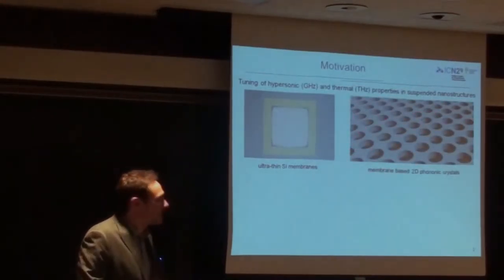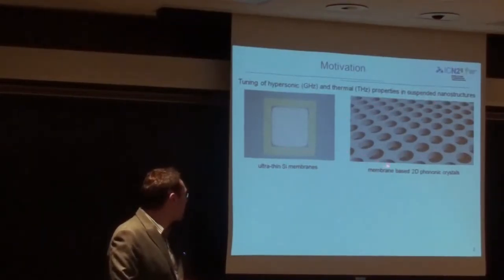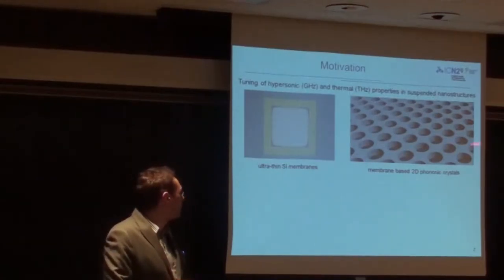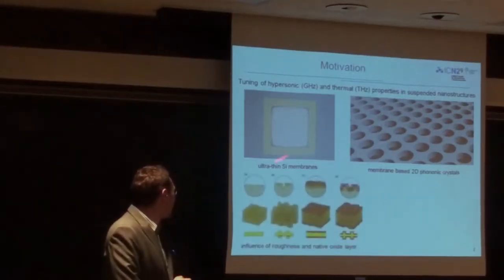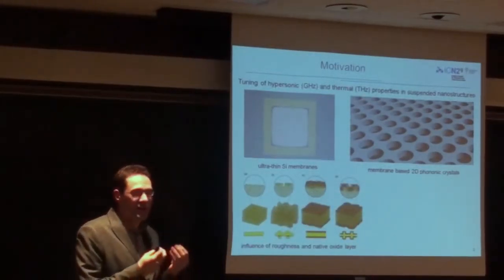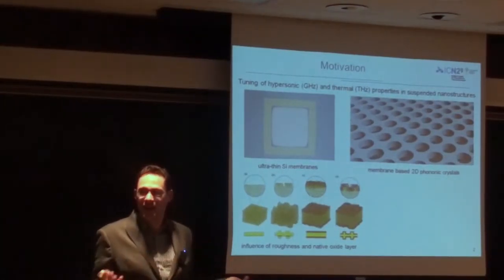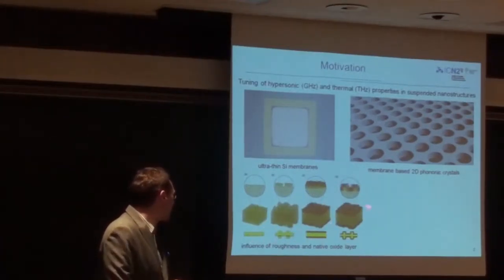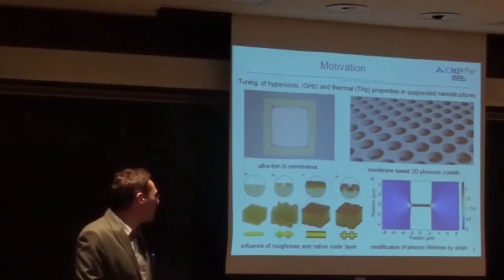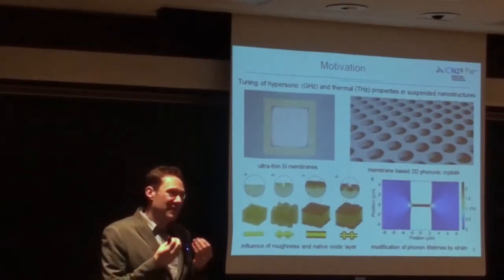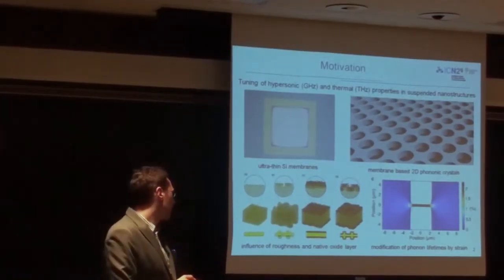The next thing is what happens when you're introducing a periodic structure. So we take one of these silicon membranes, and by regular hole patterning, you generate something that is called a 2D phononic crystal, in analogy to the photonic crystals. The other aspect that I would like to briefly address is what kind of influence on thermal properties we see if we consider roughness and also if we consider that there's a native oxide layer on these kind of structures, because it turns out that there's something going on, and I would like to briefly show some recent results. And finally, I would also like to address the effects that are happening with the phonon lifetime when we are highly straining these kind of suspended structures.